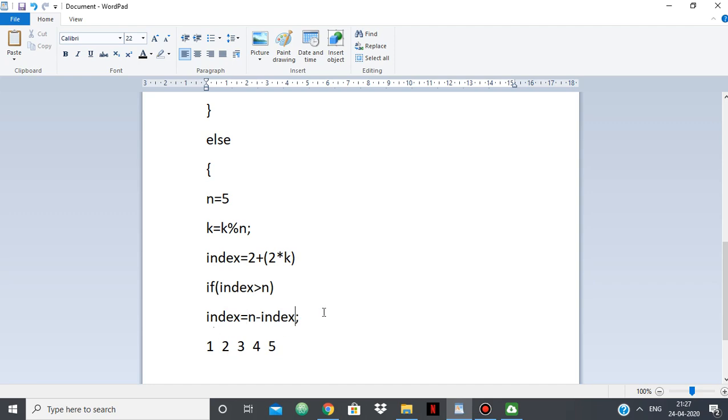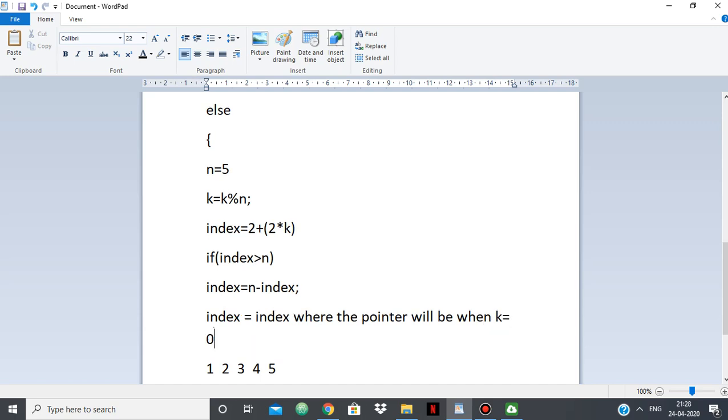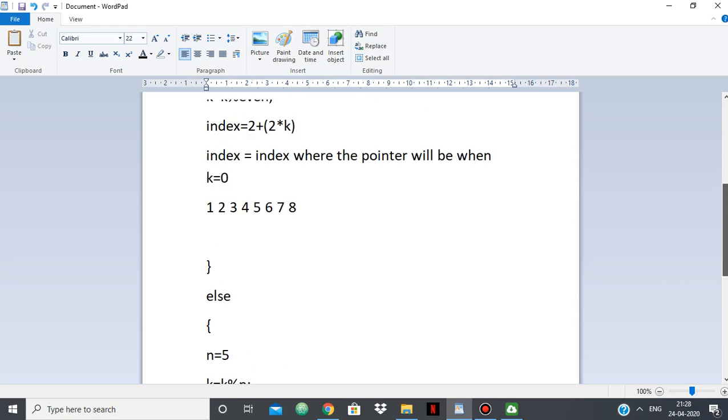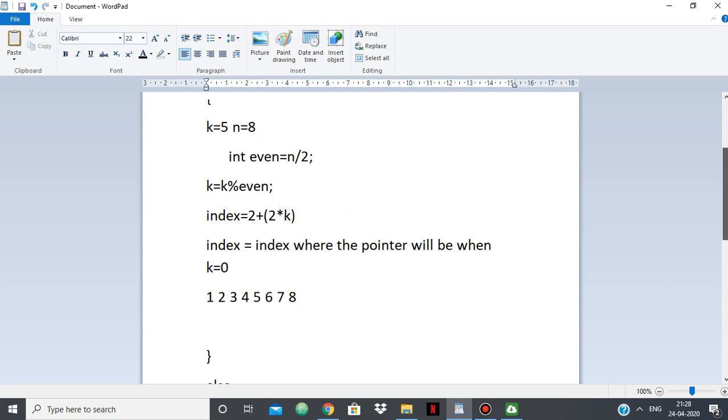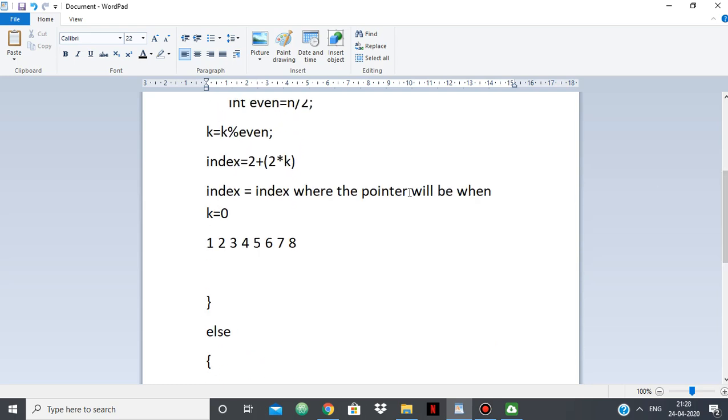Yeah. So right now I found out the index where the pointer will be when k is equal to 0. So for both the even and odd, I found the index at k is equal to 0. So now k is equal to 0 and I have the index where I'll be starting from.